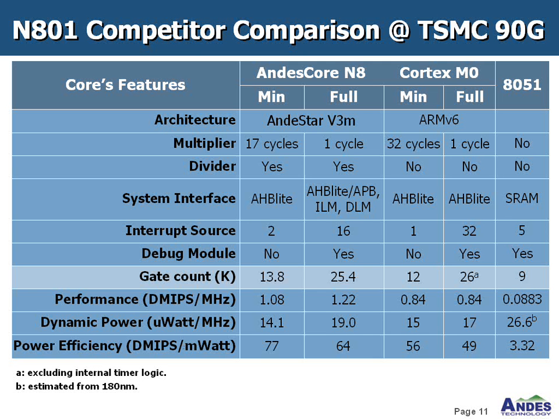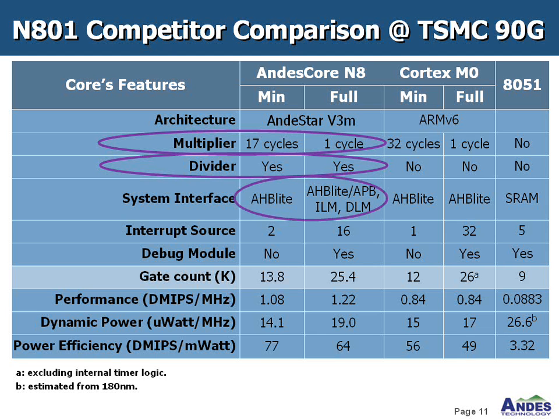Let's see some benchmarks. N8 compared with Cortex-M0. For the multiplier, N8 provides 70 cycles, but M0 provides 32 cycles. N8 has an array divider, but M0 doesn't support it. For system interface, N8 can choose AHB Lite, APB, and the instruction and data local memory, but M0 just provides AHB Lite and without local memory support.